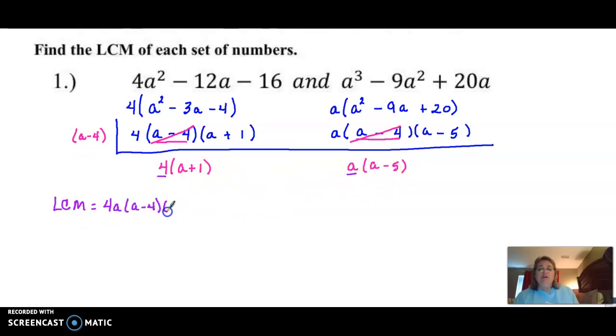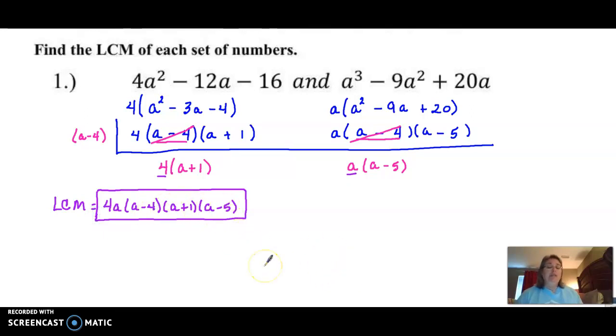So a minus 4 times a plus 1 times a minus 5. And remember, the order doesn't matter of what you put these. We like to have the monomials in the front just because it makes it easier to find and you don't lose them along the way. But that is your least common multiple. We will be headed towards eventually adding and solving, and we'll want a common denominator, and that's what we'll begin to call this, our common denominator.